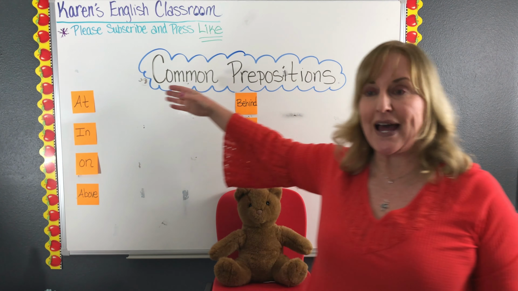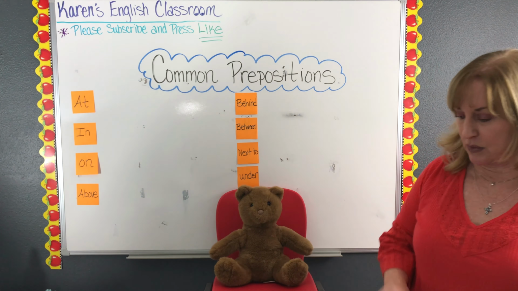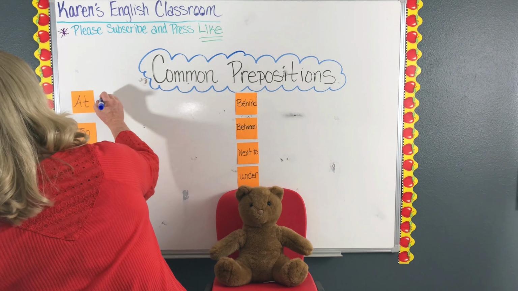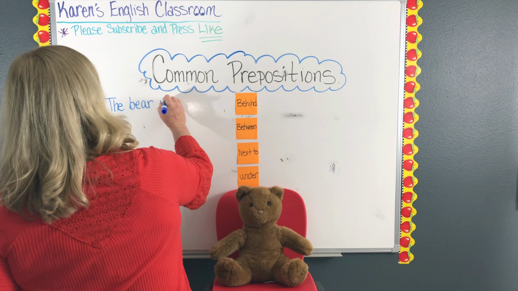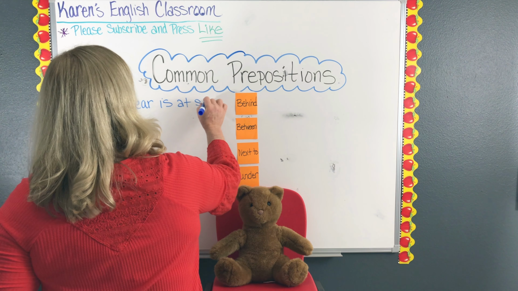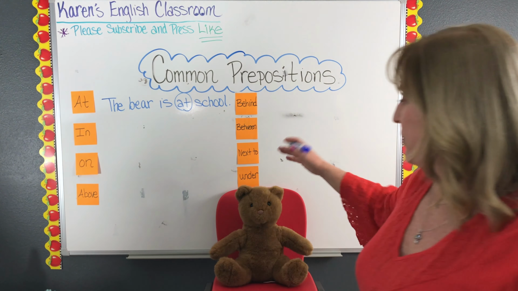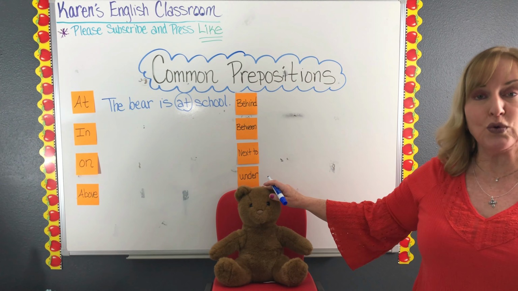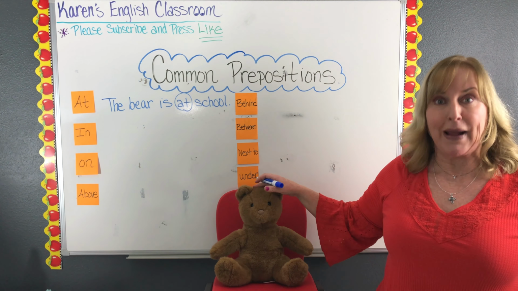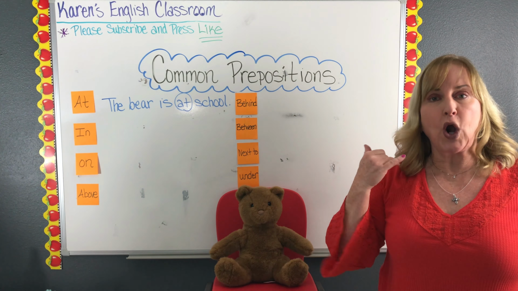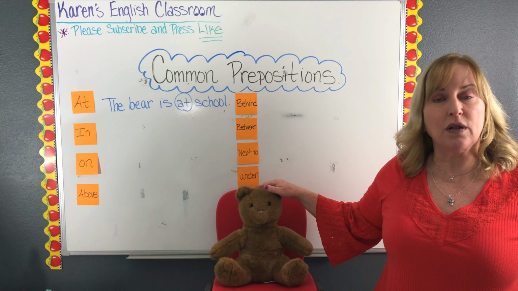The first one is at. So the bear is at school. So we'll write that down. The bear is at school. Okay, so at is my preposition. He's at school. Now, if somebody calls my bear and says, "Hey, where are you?" he can say, "I am at school."